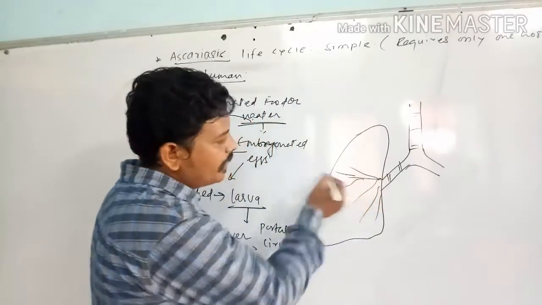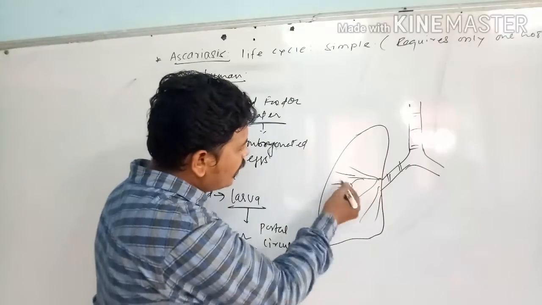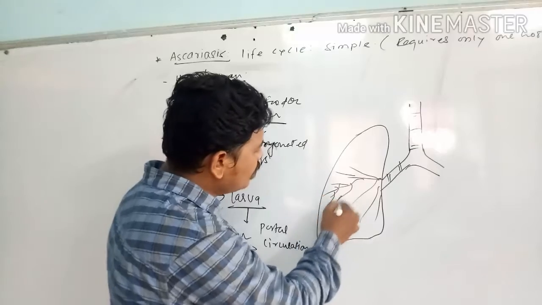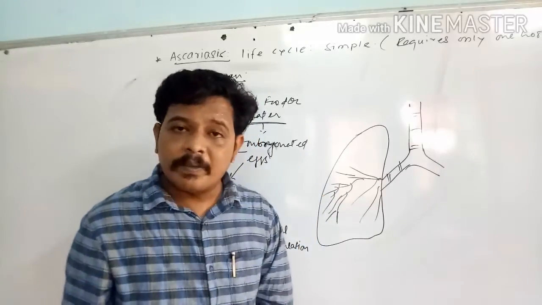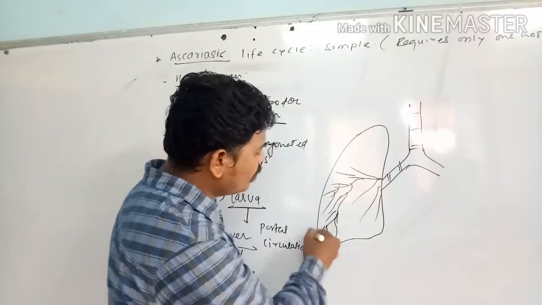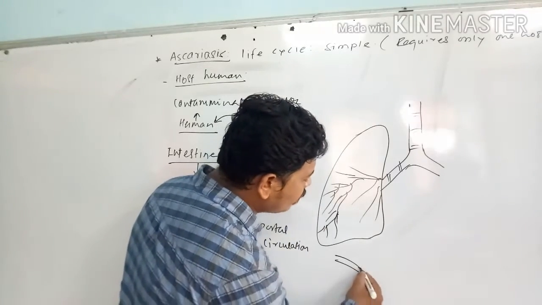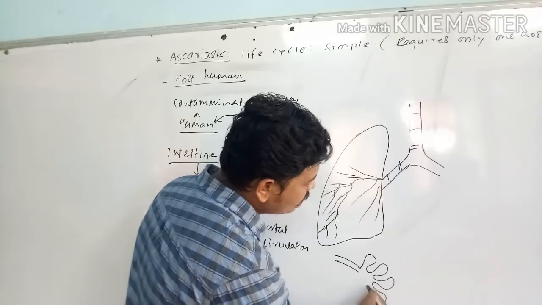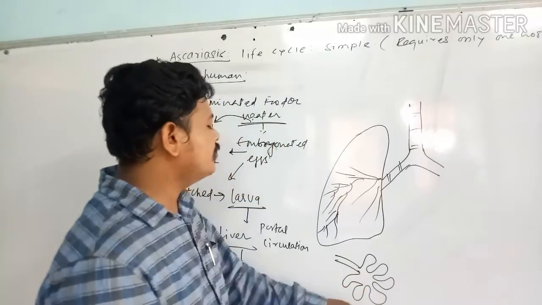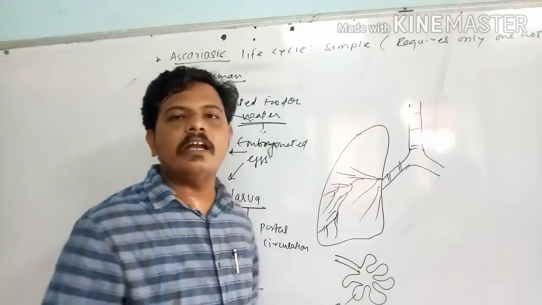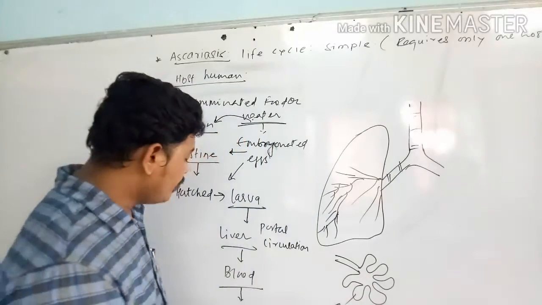Primary bronchioles divide into secondary bronchioles. Secondary bronchioles divide into tertiary bronchioles. Tertiary bronchioles divide into respiratory bronchioles. Respiratory bronchioles divide into the alveolar duct. And finally this alveolar duct opens into a small sac, an air sac-like structure. This is called alveoli. What is alveoli? It is the structural and functional unit of the lungs.